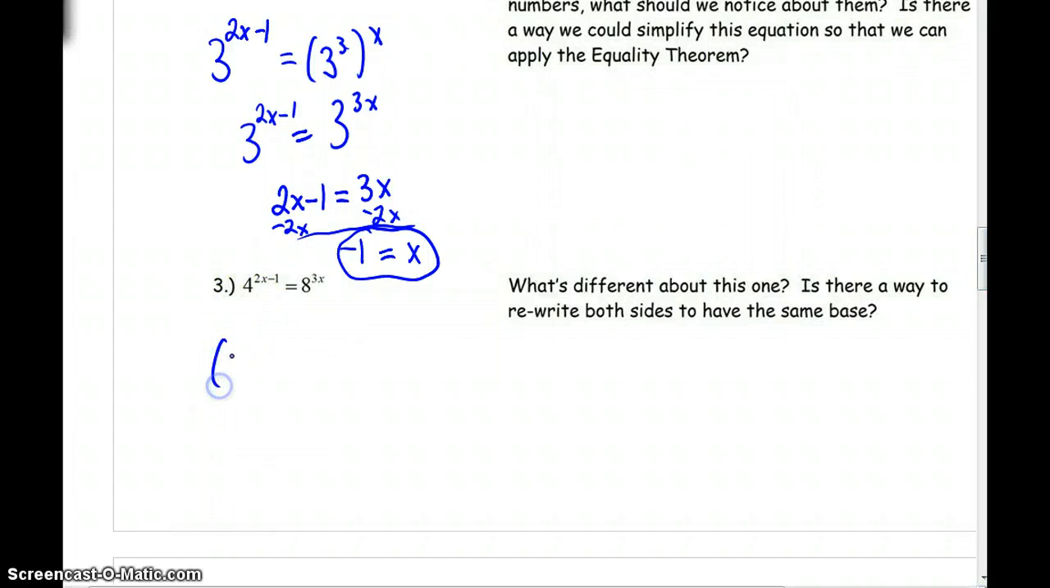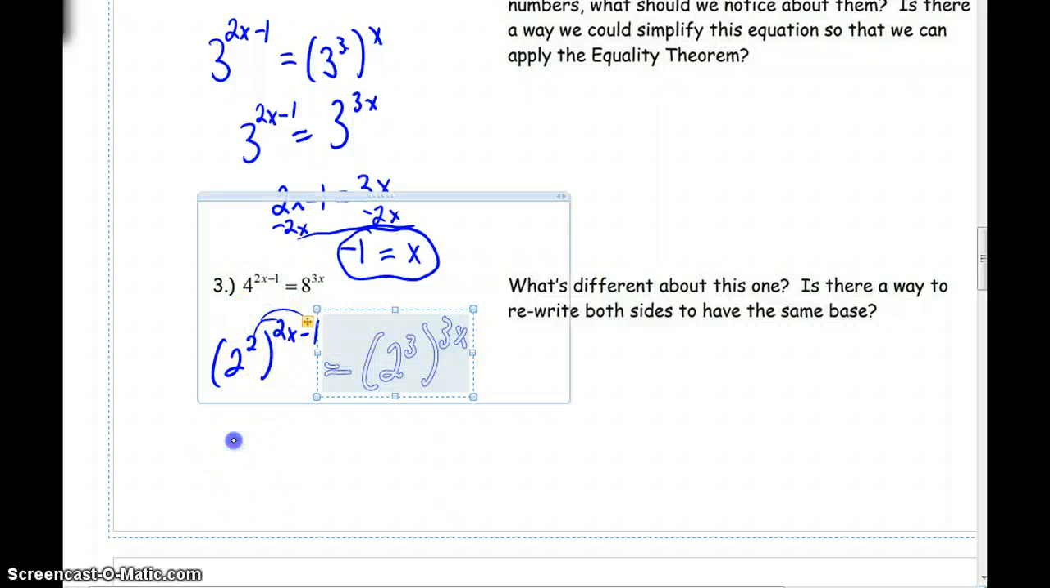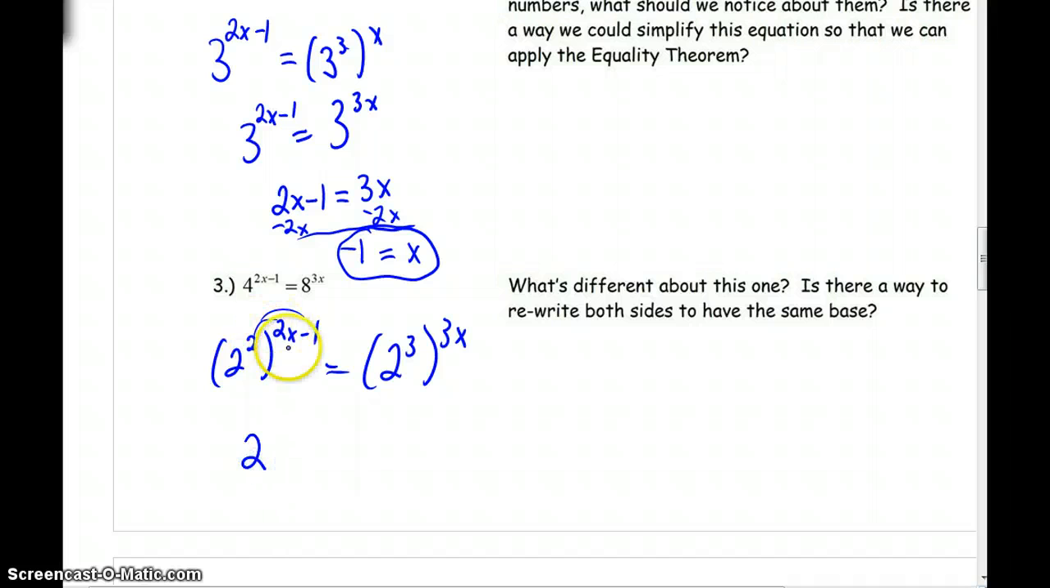However, 4 itself is really 2 squared. And 8 actually is a power of 2 as well. It's 2 to the third. You must have the same base to be able to use that property of setting the powers equal. So powers to powers, we're going to multiply 2 times 2x is 4x. 2 times negative 1 is just negative 2. Here, 3 times 3x is a 9x. Well, using this property, we can set the power of 4x minus 2, set that equal to 9x.